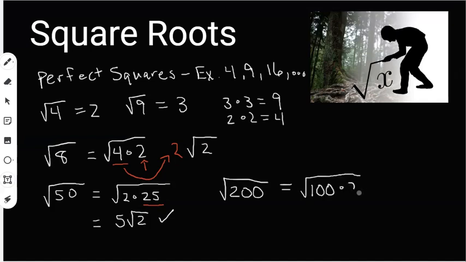We know that the square root of 100 is 10, so I'm going to take the 100 out as a 10 and leave the 2 under there. And then I'm done. My answer is 10 times the square root of 2. So that's how you take the square root of numbers which are not perfect squares rather than getting decimals. And I hope that makes a lot of sense.